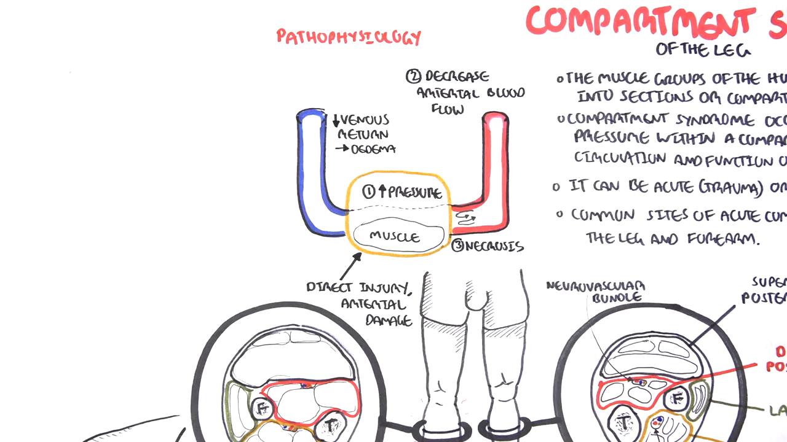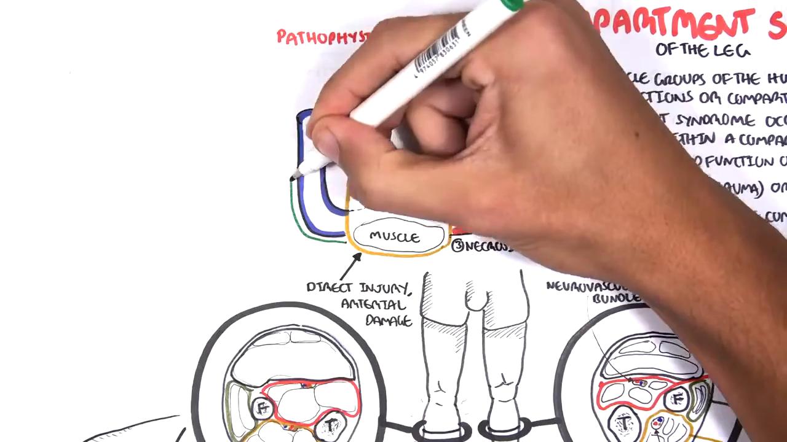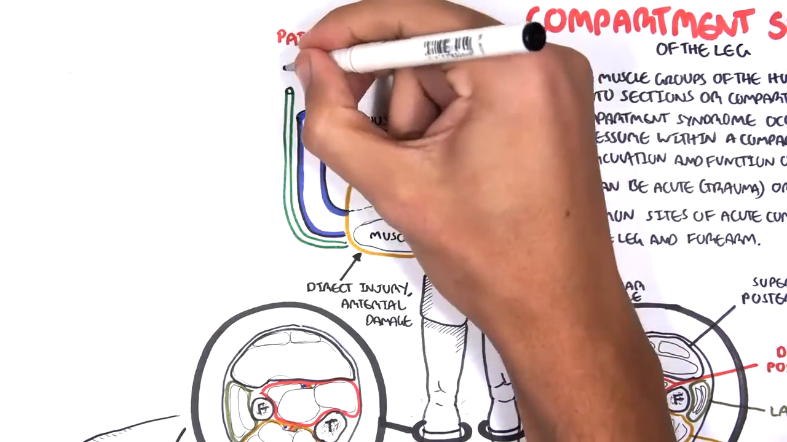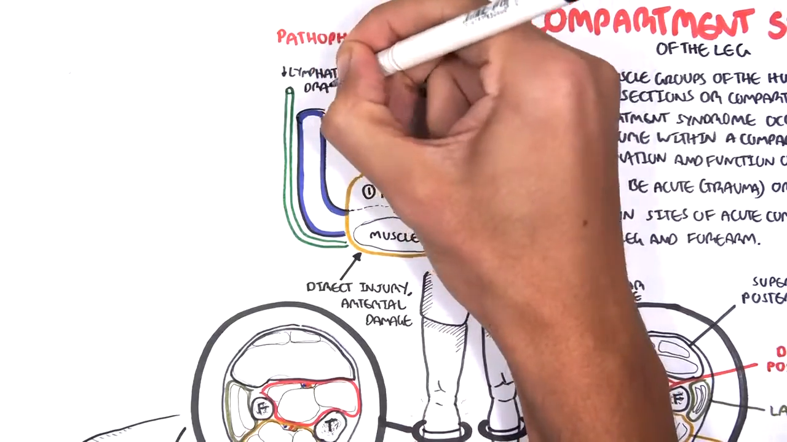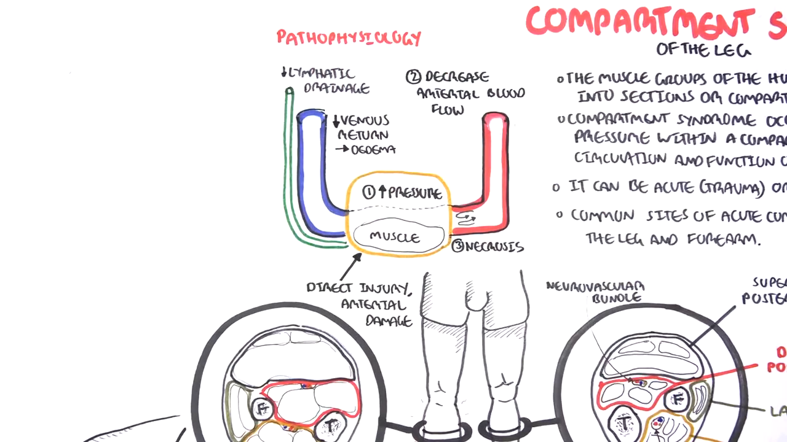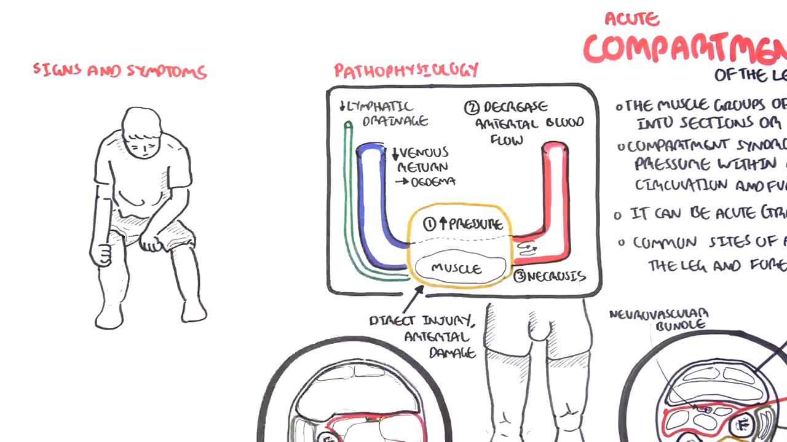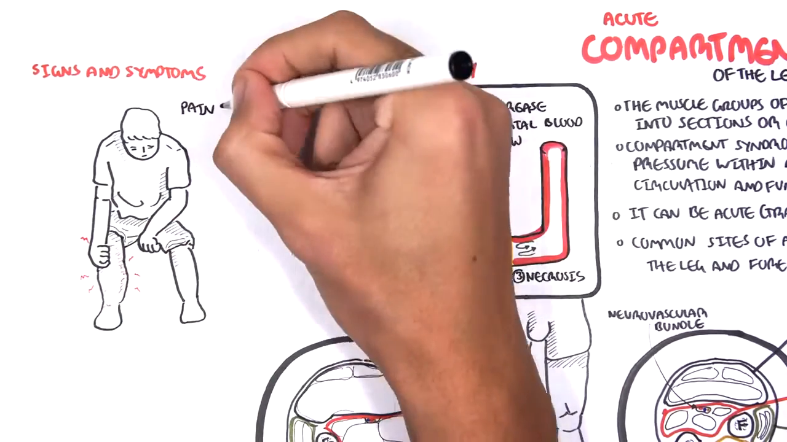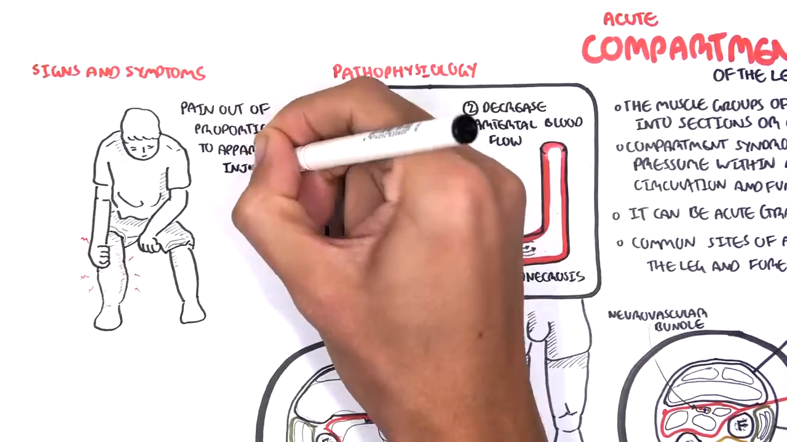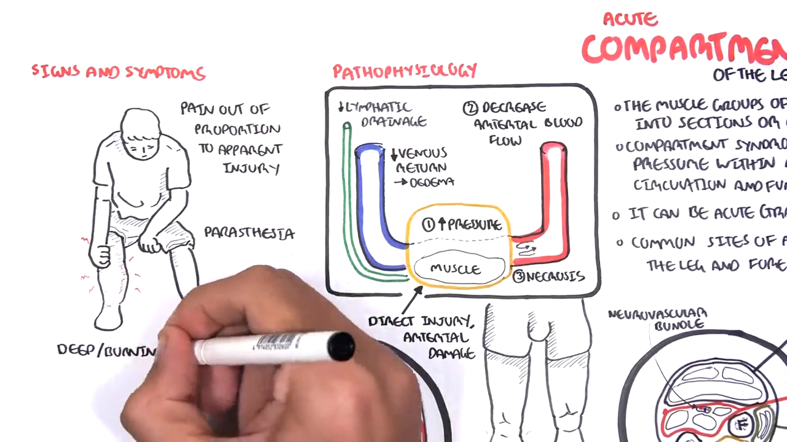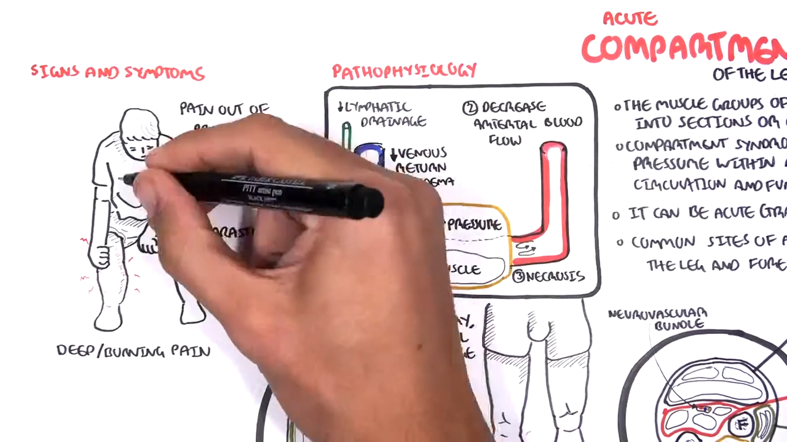And all this will further increase pressure. The lymphatics will initially try to compensate by draining some of this fluid, but it is soon overwhelmed. And so with this buildup in pressure and inflammation process, we see the signs and symptoms of acute compartment syndrome, which includes mainly pain out of proportion to the apparent injury, paresthesia, and deep burning constant pain.